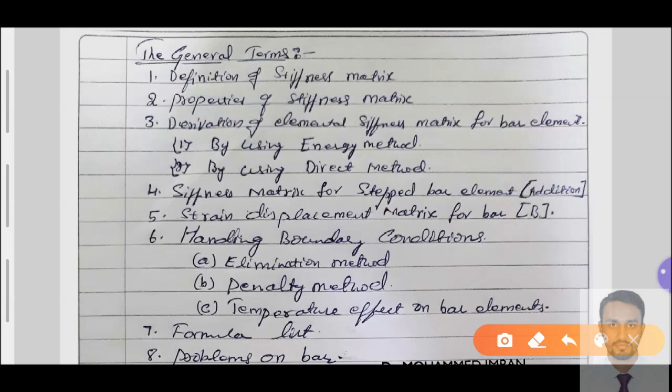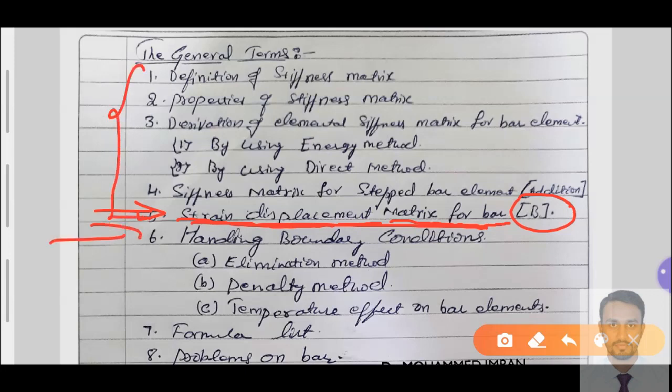Then we need to go for finding the strain displacement relation. In that strain displacement relation we'll get the equation, then convert that equation in terms of a matrix for the bar element, which is called the B matrix. The B matrix is the strain displacement matrix for a bar element. If we know all these five characteristics, then handling the boundary condition is easy. If we don't know these characteristics, we can't get this equation.